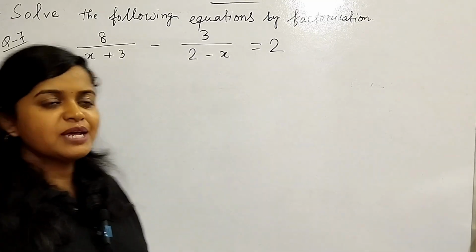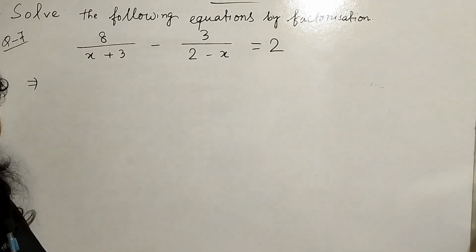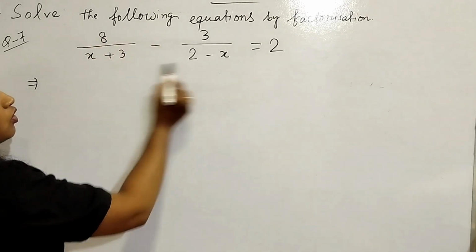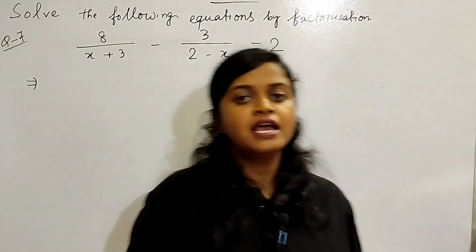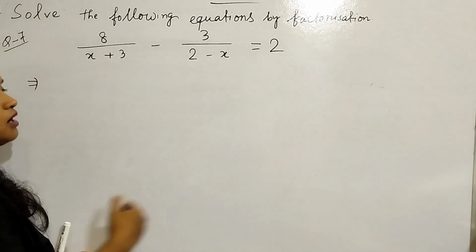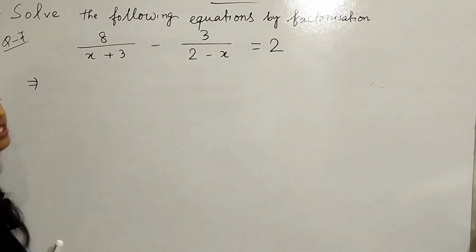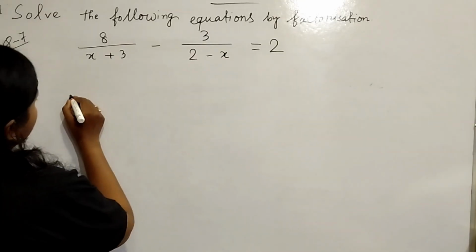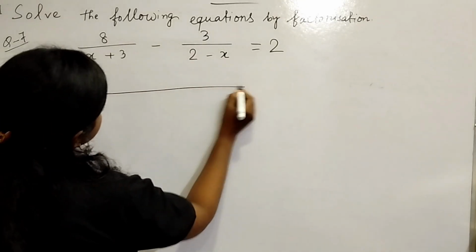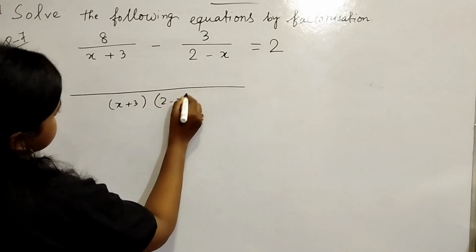Let us discuss question number 7. In this case also we have to bring this whole expression into the form x square plus bx plus c. To find this expression we have to simplify it. So take the LCM of the denominators. So here the denominator will be x plus 3 into 2 minus x.